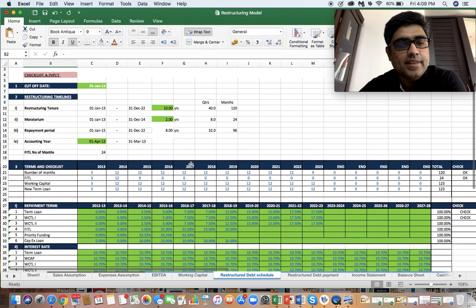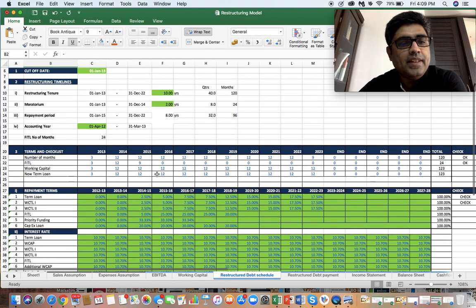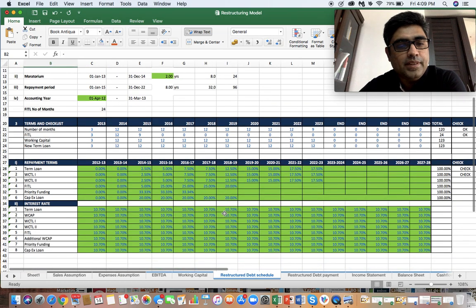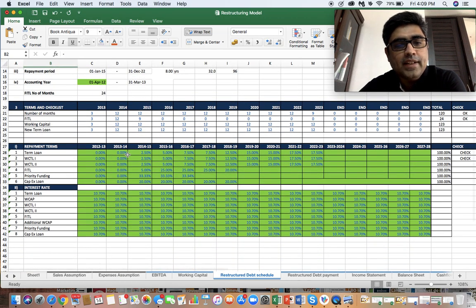and the accounting year is this. So there are different nature of loans that they have taken, and the interest rate they are proposing in context of that, and the percentages. So the total comes to 100%, as you see. So they would make 2.5% payment of, say, working capital term loan in 2014-15, 5% in 15-16, 7.5% 16-17, and also it totals up to 100%.